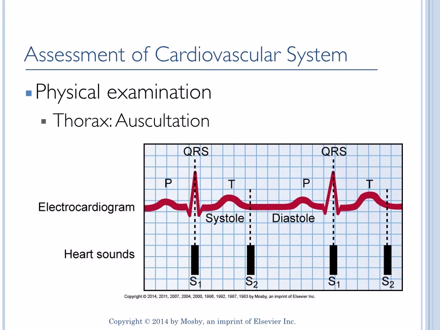dub sound. S1 signals the beginning of systole and correlates with the QRS complex on the electrocardiogram. S2 signals the beginning of diastole and correlates with the period immediately following the T wave on the electrocardiogram. Normally, no sound is heard between S1 and S2 during the periods of systole and diastole. Now, there are also other heart sounds called S3 and S4 which are abnormal.